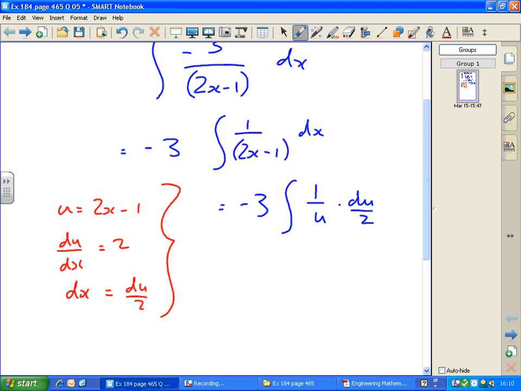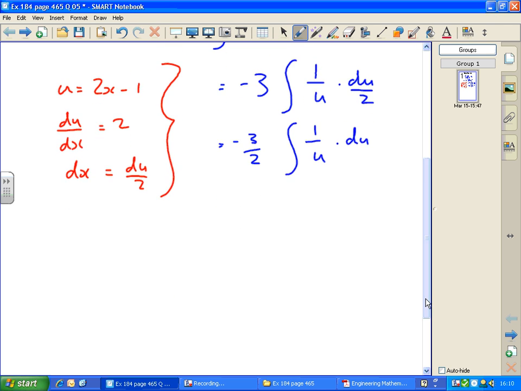The 2 can come outside with the minus 3, so this equals minus 3 over 2 integral of 1 over u du. And that's a standard integral. Integral of 1 over u is log u. So this equals minus 3 over 2 log u, and u is 2x minus 1.